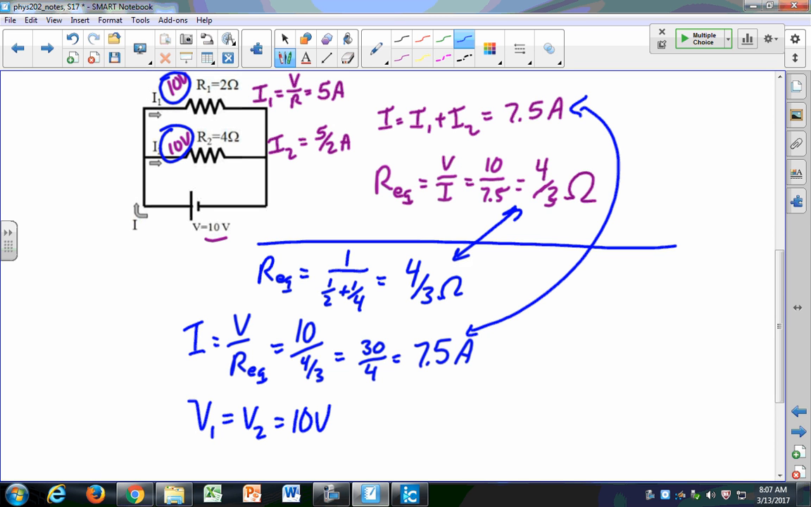So a couple of different ways you could do that. It doesn't really matter how you do it, but it's good in circuits to be able to think about them from different perspectives. It just helps you to check your answers as you go along. Let's look at some other stuff here.